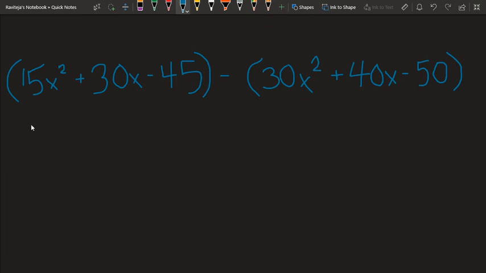So we can just bring down the first polynomial, 15x squared plus 30x minus 45. And then we distribute the negative sign, which would result in minus 30x squared minus 40x plus 50.